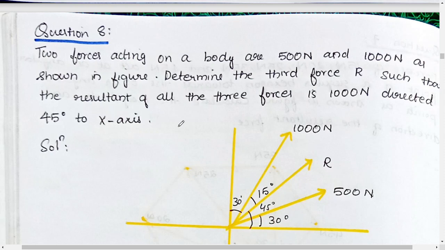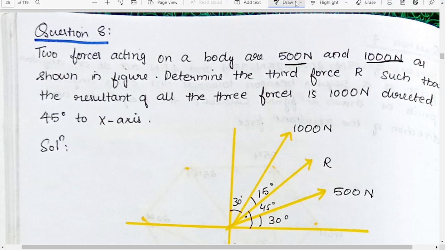So in the next problem we are given two forces acting on a body, 500 Newton and 1000 Newton, as shown in the figure. So here we have 500 Newton, then we have 1000 Newton. We need to determine the third force R such that the resultant of all the three forces is 1000 Newton directed 45 degree to the x-axis.